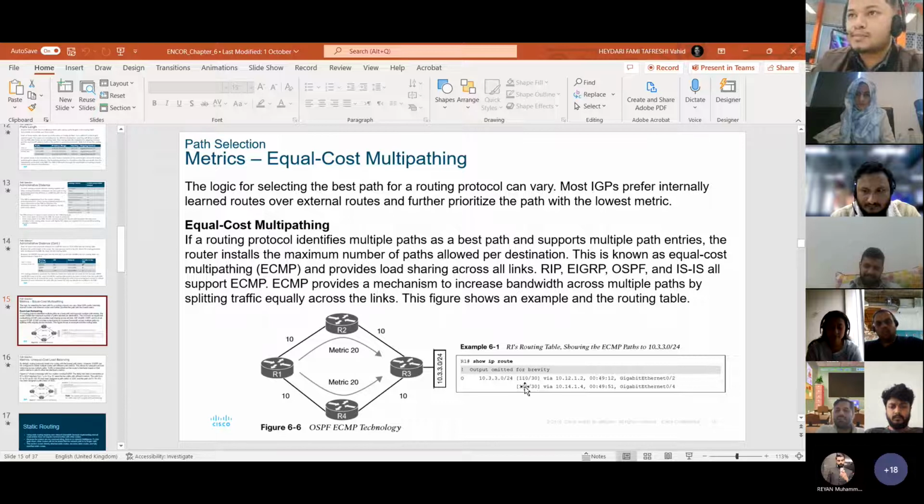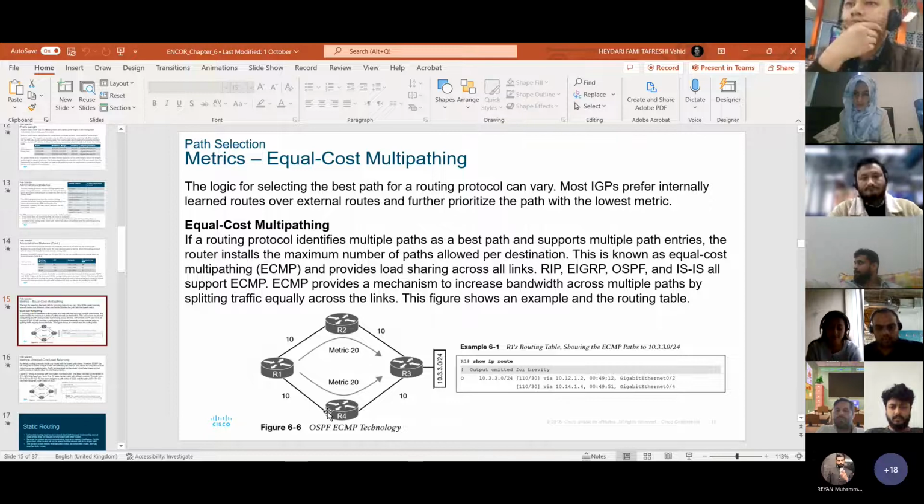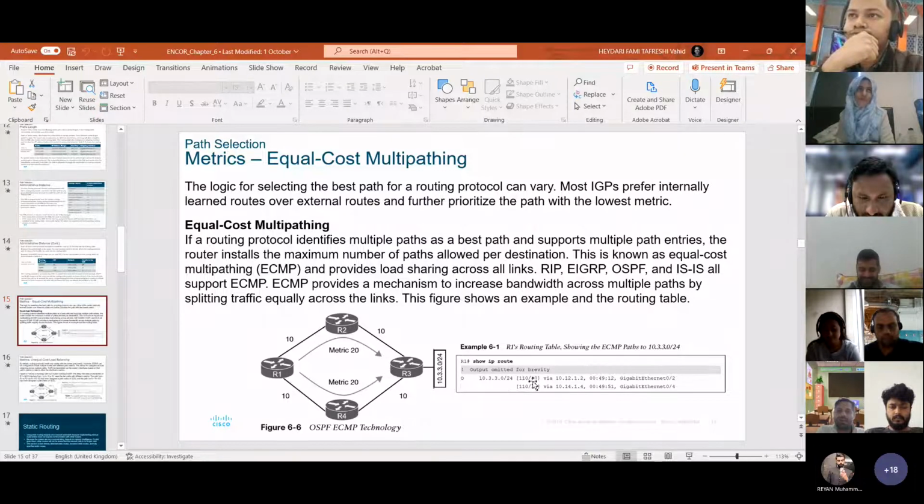You see, in order to get to the same destination, I have 2 paths. The first one is going to be through 10.12.1.2, which is probably this guy. And the second one is 10.14.1.4, which is possibly this guy. So 50% of the traffic can go this way, another 50% can go that way. This is equal cost multipathing. Once again, for this to happen, you should have exactly the same metric value here. And that tells the router that you can send 50% of the traffic on the first route and another 50% through the second.